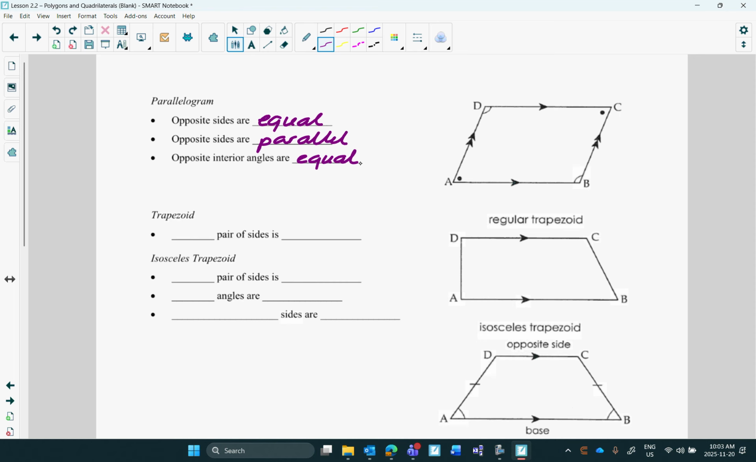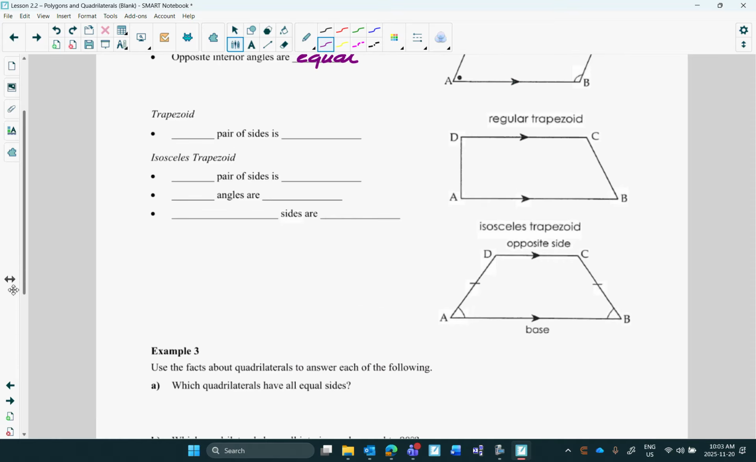Okay, trapezoid. That's the fifth one. And we can have a couple of different looking trapezoids. One like this and one like this. Both of these are trapezoids. What can you tell me about one pair of sides in a trapezoid? They're what? They're parallel. So in any trapezoid, one pair of sides is always going to be parallel. Always.